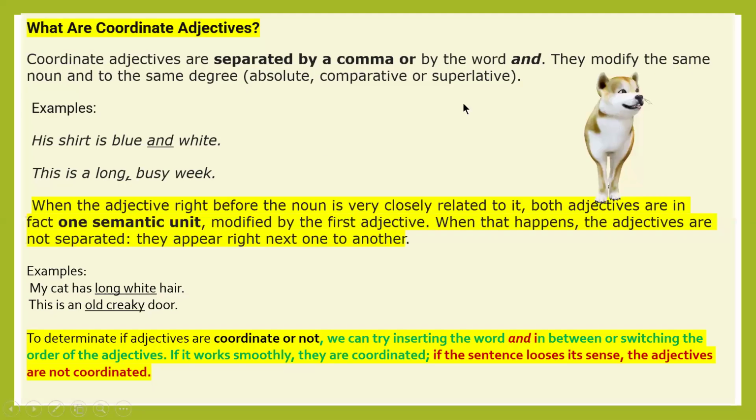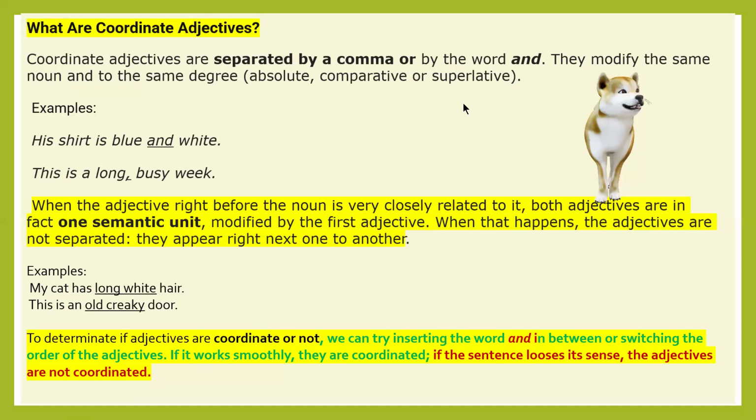Separated by a comma or by the word and. Coordinate adjectives are adjectives which are separated by a comma or by the word and. They modify the same noun and to the same degree, whether it is absolute, comparative, or superlative. So an example is given. Look at the example.